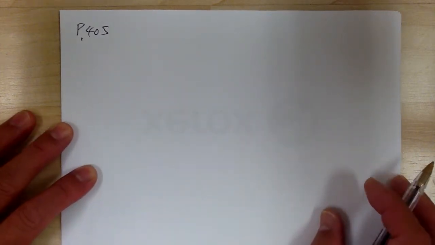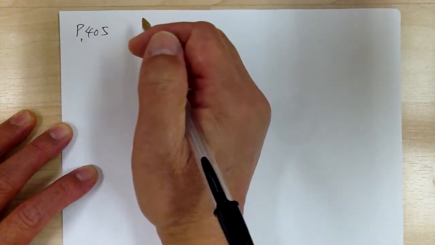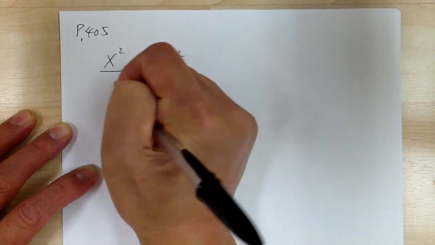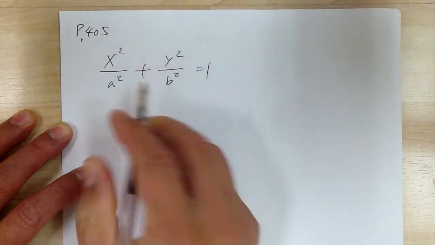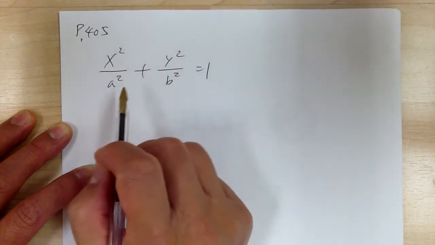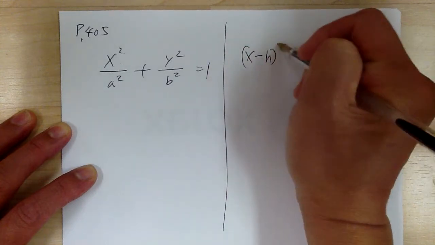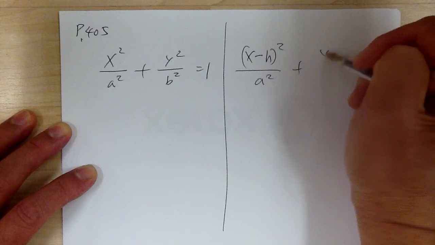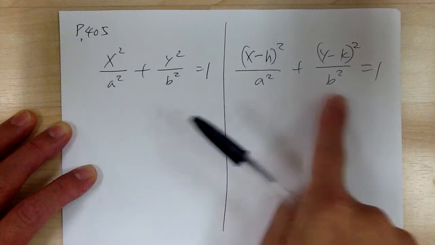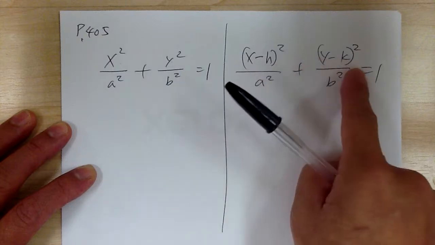So when you have an ellipse, you have x squared over a squared plus y squared over b squared equal to 1, right? So notice there's no parentheses. So this is when the center is at 0, 0. Now, when it's not at 0, 0, you're going to get (x minus h) squared over a squared plus (y minus k) squared over b squared equal to 1. So it's going to be very similar. This one is when the center is at 0, 0. This one, the center is going to be h and k.